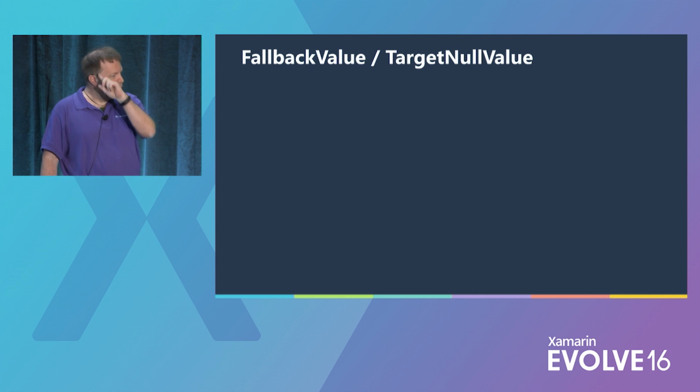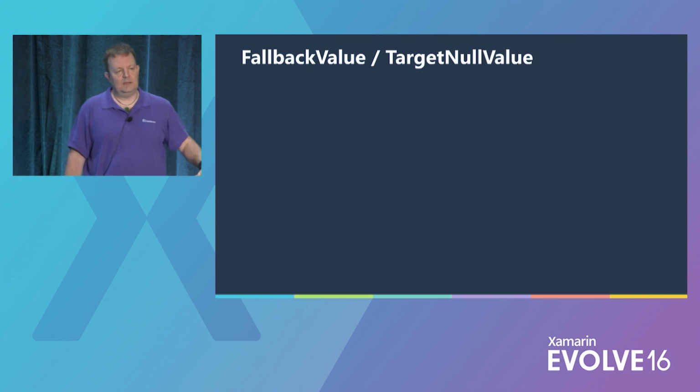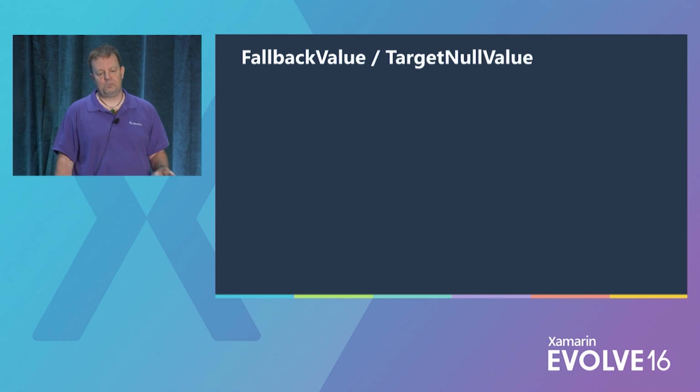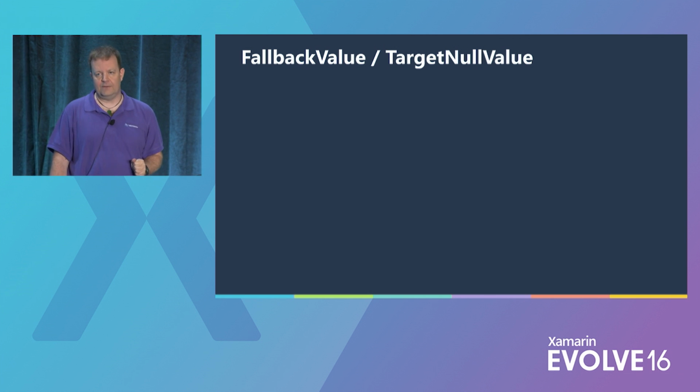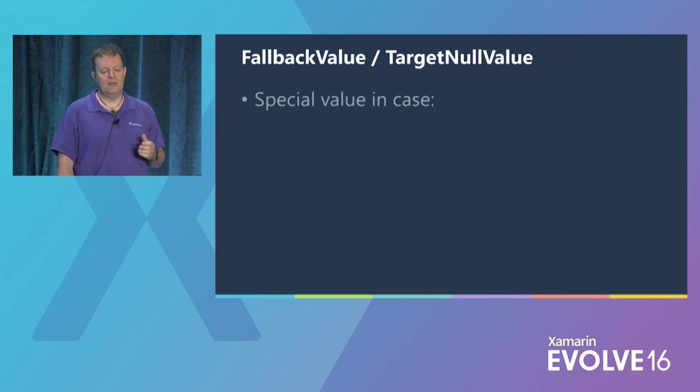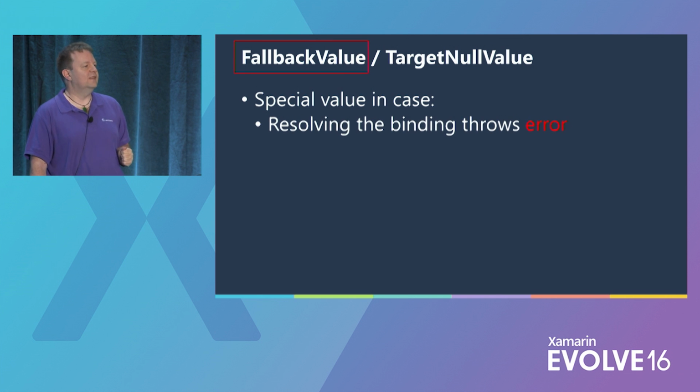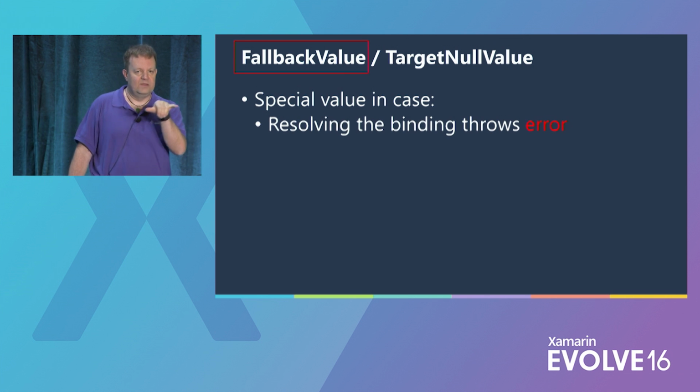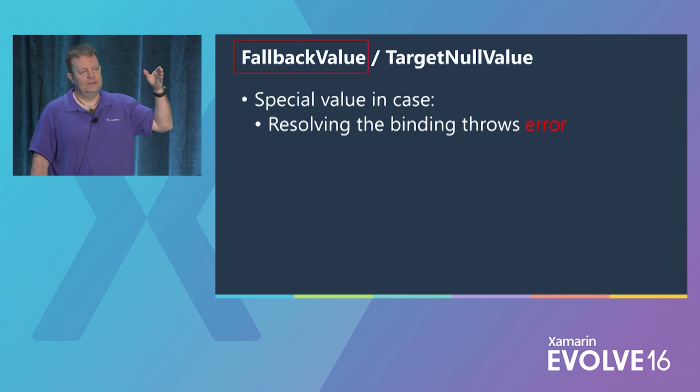Now, there are two new properties on the binding system, and those new properties are in version 5.3, which I released yesterday. The fallback value and target null value. Those names come from Windows, so you might have heard that already. Those are special values for the binding. Fallback value is used in case there is an error when you try to resolve the path. So that's the case where myViewModel.selectedItem.name, and then the selected item is null. That's a null reference exception. That's an error, so we use a fallback value.